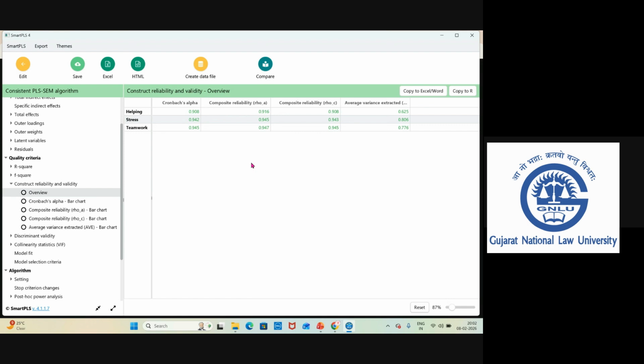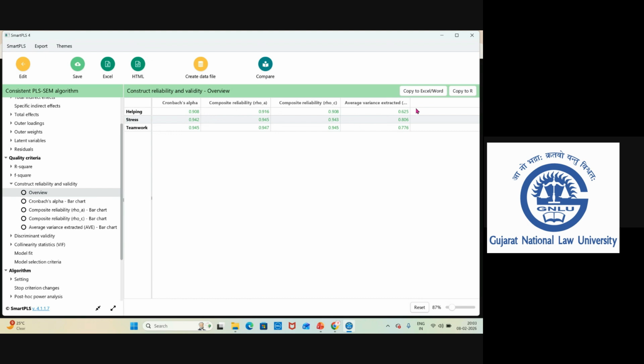To put it simply, our Cronbach alpha value, that is the internal consistency value, is greater than 0.70, which means the internal consistency is very good. Cronbach alpha considers all the items to have equal consistency, whereas composite reliability takes the factor loadings and error variance into account. So compared with Cronbach alpha, composite reliability is considered more accurate.